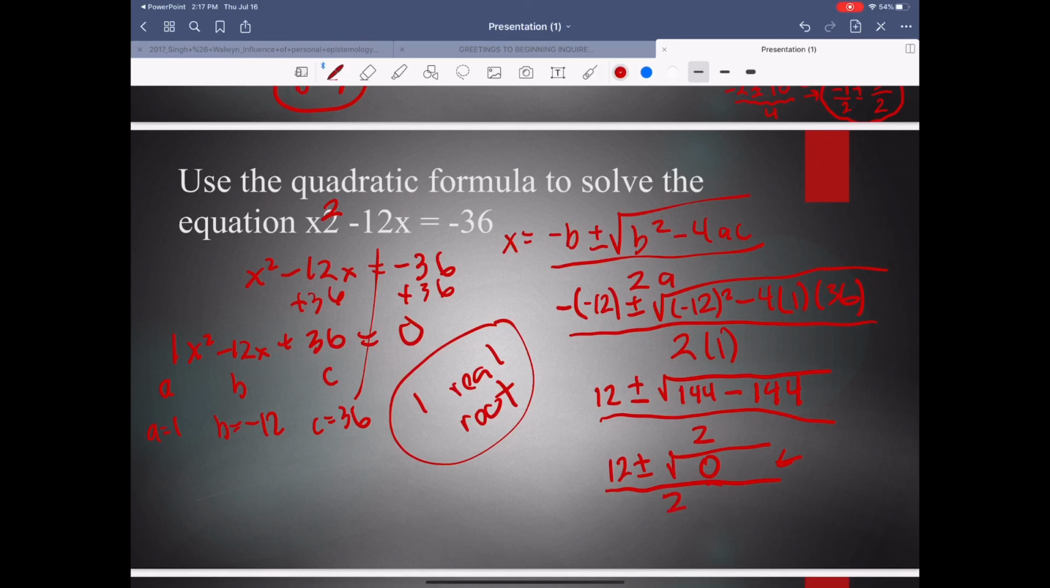Now you can go ahead and simplify this some more. So the square root of 0 is 0, so that becomes 12 divided by 2 gives me 6. So the answer is 6.